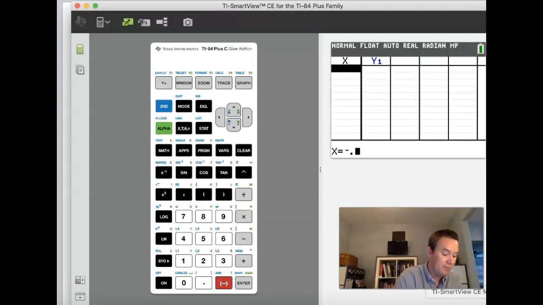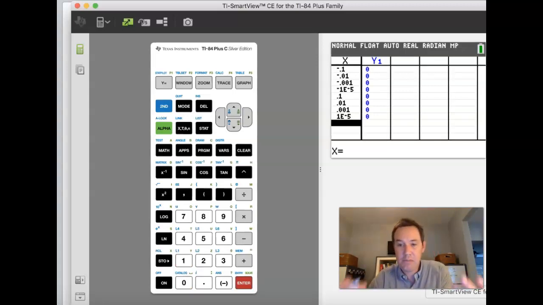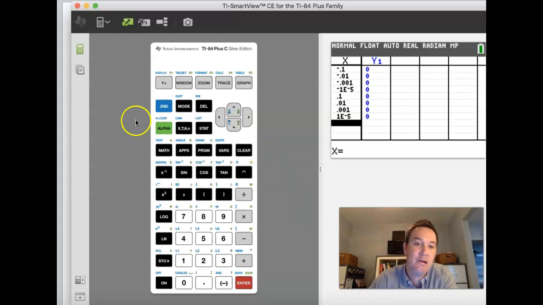So if I do -0.1, -0.01, -0.001, -0.0001, you might go, oh, maybe that's my calculator rounding off. Nope, it thinks it's actually 0. Huh. All right, what if I get close to 0 from the other side? So 0.1, 0.01, 0.001, 0.00001. They're all 0, so we might be tempted to say that our limit is 0.